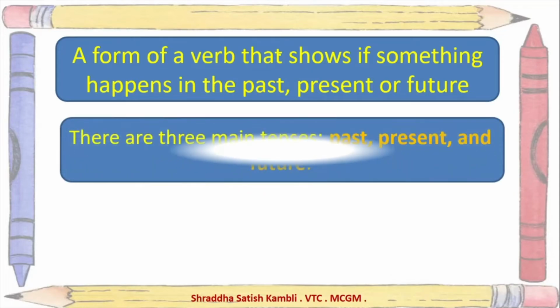Then there are three main tenses. Which are the three main tenses? We have past tense, present tense and future tense. Okay, so we have something which is happening now, we call it present. Something which has happened before now, we call it as past. And something which might happen after now, we call it as future. So there are three main tenses.